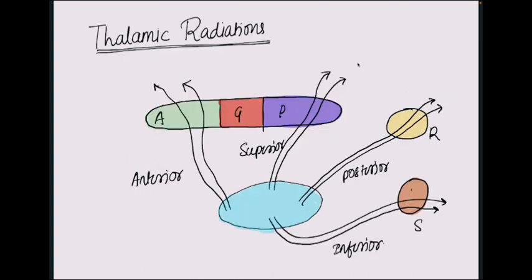Coming to the thalamic radiations. The thalamic radiations are the efferent fibers of the thalamus. The efferent fibers of the thalamus reach the various regions of the cortex by forming four bundles. They are the anterior thalamic radiation, the superior thalamic radiation, the posterior thalamic radiation, and the inferior thalamic radiation. The anterior thalamic radiation reaches the cortex through the anterior limb of the internal capsule. The superior thalamic radiation reaches the cortex through the posterior limb of the internal capsule. The posterior radiation passes through the retrolentiform part, and the inferior radiation passes through the sublentiform part of the internal capsule.